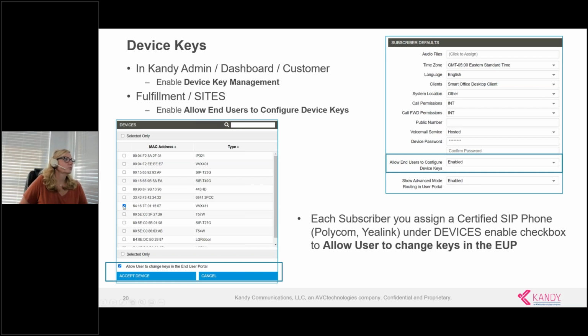Then as you're assigning devices to subscribers, these devices obviously wouldn't show up on an end user portal if they didn't have a phone assigned to them. If they're only soft phone users altogether, they won't see this. But within the subscriber provisioning, you check the box to associate a phone to them. And then underneath this, you actually have to save that and then come back in here and you'll see allow the user to change keys in the end user portal. You may have missed that, so go back in and take a look at that.